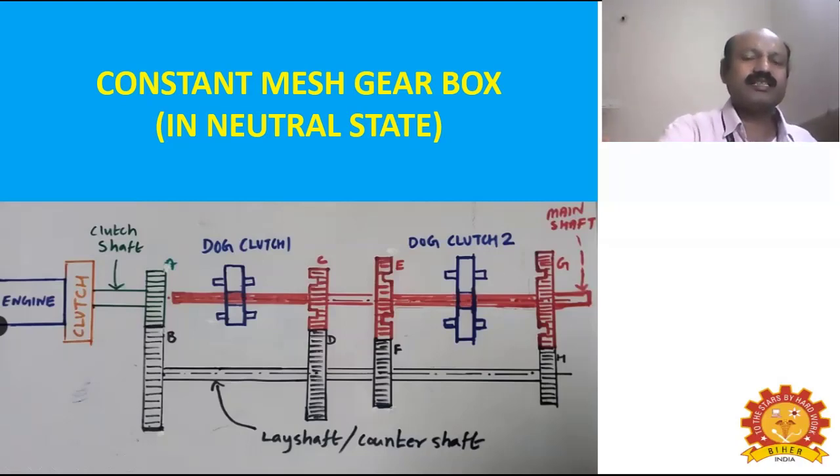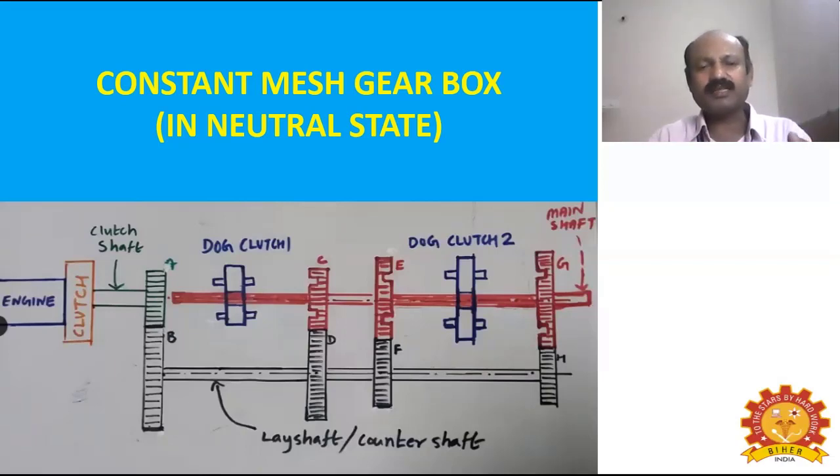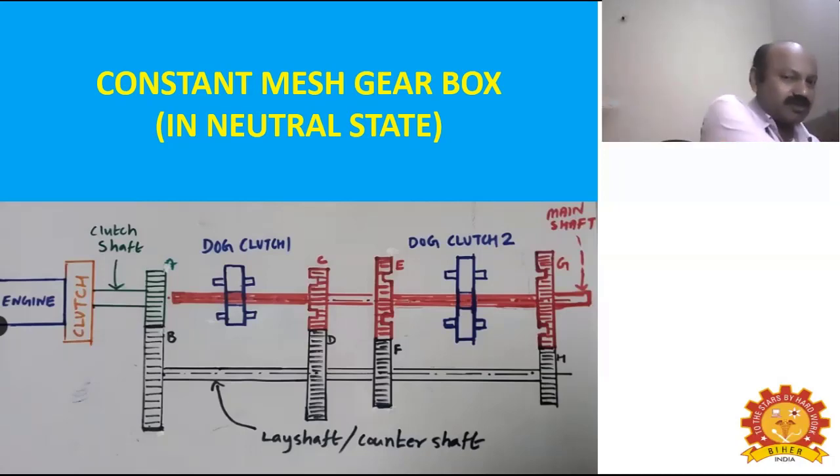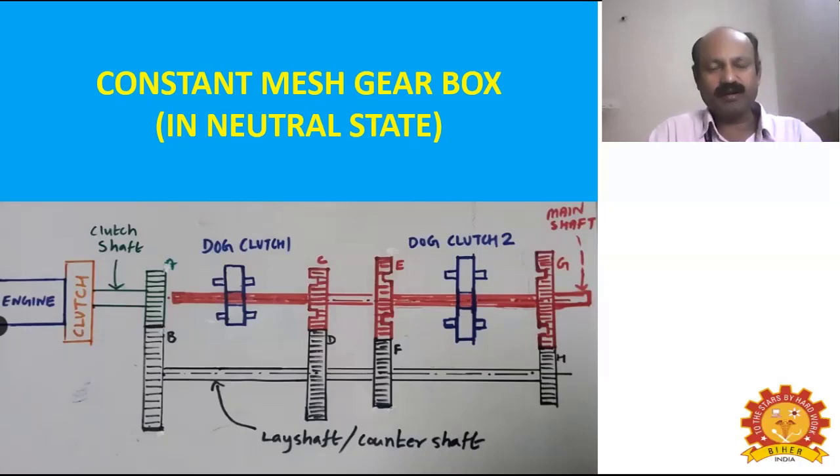It goes and touches, getting locked with E gear. Then what happens? Whenever the engine is running, the lay shaft is running, and all the gears of the main shaft are running. But now in the third gear, power is transmitted to dog clutch 2, because dog clutch 2 is coming to the left side through the gear E. I have marked that. E gear and dog clutch 2 are touching, so they are locked. So with the same speed as that of E gear, dog clutch 2 is also running, and the engine is also running with the same speed.